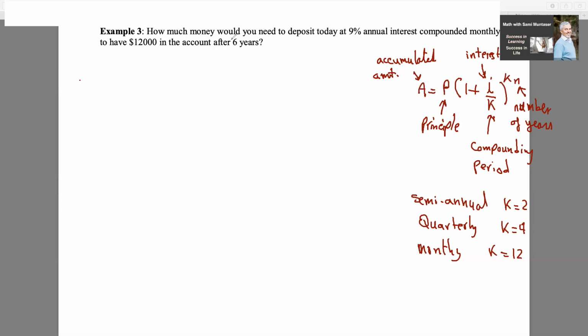So here is a question. How much money do you need to deposit at 9% annual interest compounded monthly to have 12,000 in the account after 6 years? So the 12,000 is your accumulated amount, and you want to find what you're investing, the principal that you invested at 9%. So let's go to the formula right here. I'm just going to write the formula first. A equals the principal times 1 plus I, since it's compounded monthly, I'm just going to put 12 there, to the 12T.